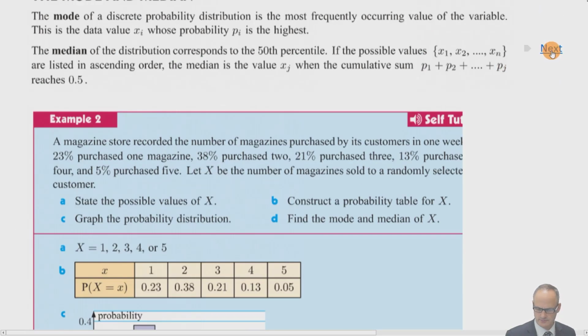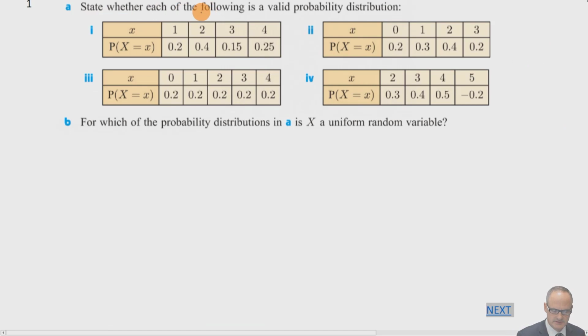Let's look at some proper examples. State whether each of the following is a valid probability distribution. I'll let you think about each one in turn for a few seconds before I go on to do it and explain what we're going to look for to check that it is a valid probability distribution.